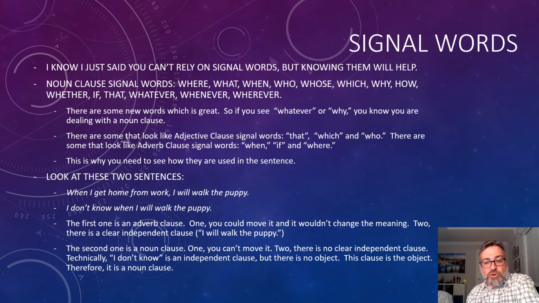So that, which, and who are the main signal words for our adjective clauses. And then when, if, and where are signal words for adverb clauses. So the trick here is to see how it's being used in the sentence. Let's look at these sentences. When I get home from work, I will walk the puppy, versus I don't know when I will walk the puppy. First one's an adverb clause.